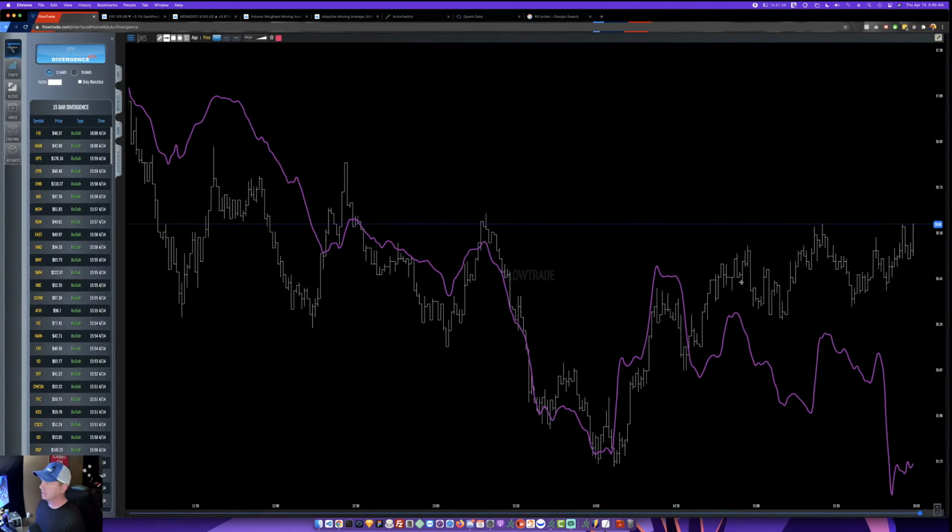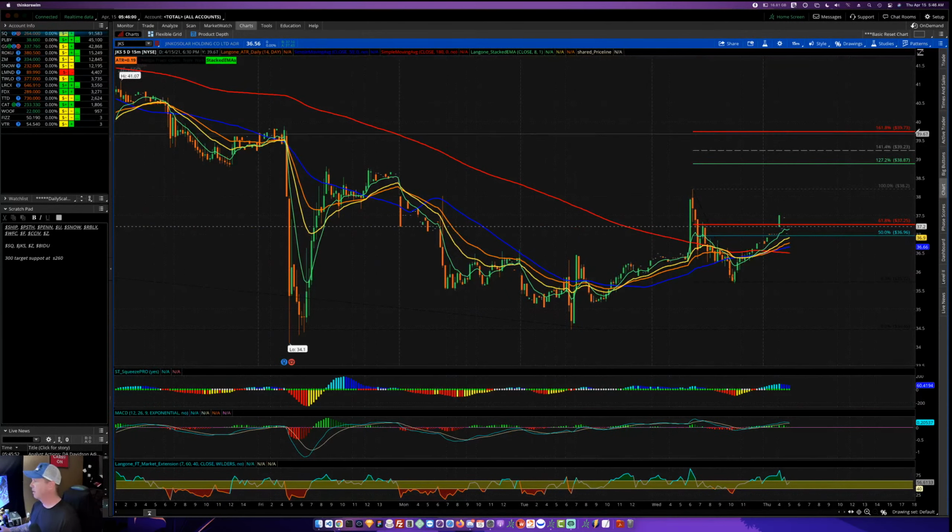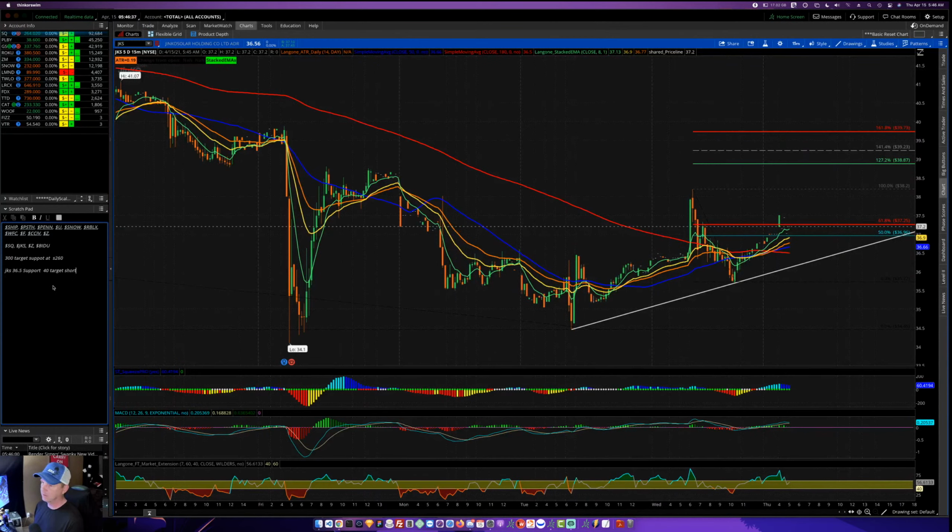That's JKS. $40 price target with support coming in at this trend line, 200 SMA, stacked moving averages. So I'm going to go ahead and say support at 36.50. $40 target, short term.